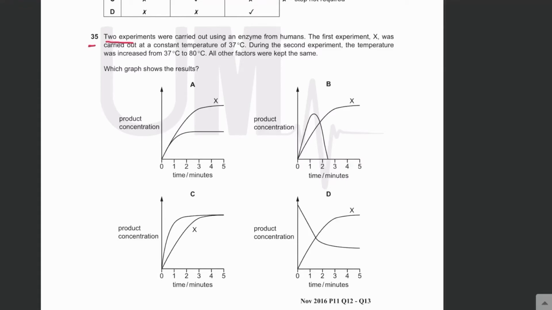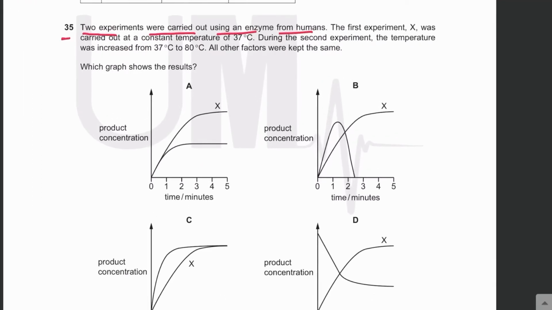Two experiments were carried out using an enzyme from humans. The first experiment X was carried out at a constant temperature of 37 degrees Celsius. So you guys know that 37 degrees Celsius is the optimum temperature of most of the enzymes in the human body. During the second experiment, the temperature was increased from 37 degrees Celsius to 80 degrees Celsius. All the factors were kept the same.